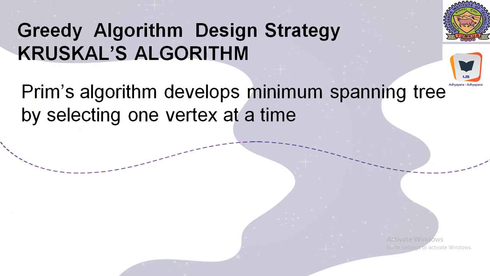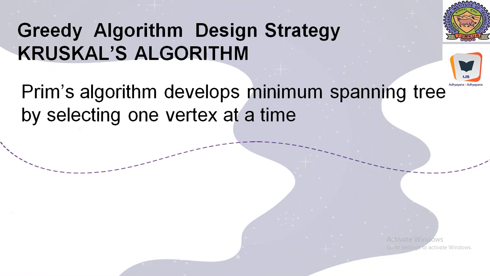Kruskal's algorithm looks at a minimum spanning tree for a weighted connected graph, like Prim's algorithm, as an acyclic subgraph with number of vertices minus 1 edges. Of course, this is true for any of these spanning trees, because if the number of vertices is 4, the number of edges required to develop a spanning tree will be 4 minus 1, that is 3.